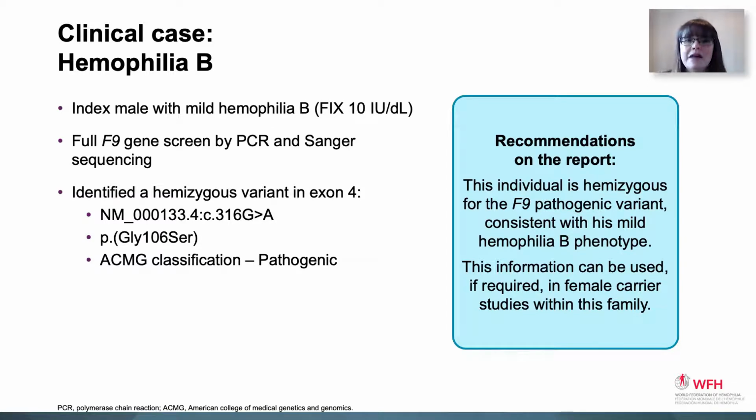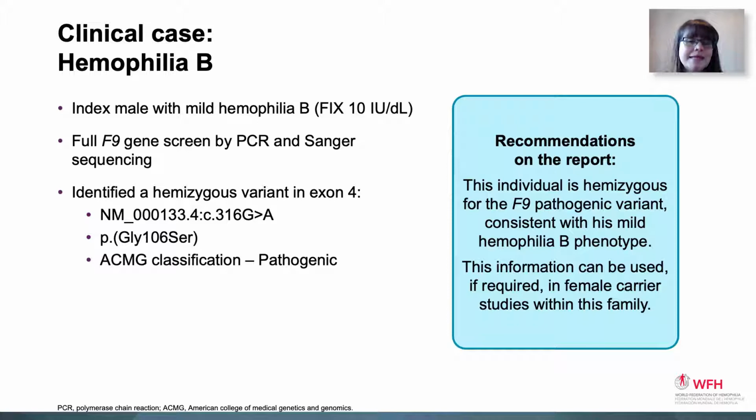The second case scenario is a haemophilia B case. This was an index male with mild haemophilia B. His phenotypic coagulation factor 9 level was 10 international units per deciliter, so we performed full factor 9 gene screen by PCR and Sanger sequencing. Through this process, we identified a hemizygous variant in exon 4 of factor 9. This variant has been described here according to the HGVS nomenclature.